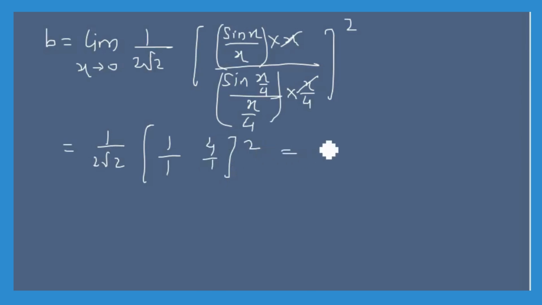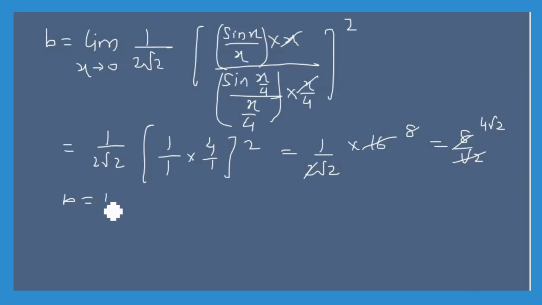Now we can write this as 1 by 2 root 2 into 4 the whole square. So this becomes 16. We can cancel this, so 8 by root 2, even this can be cancelled. So we get 4 root 2. So we get the value as b equal to 4 root 2.